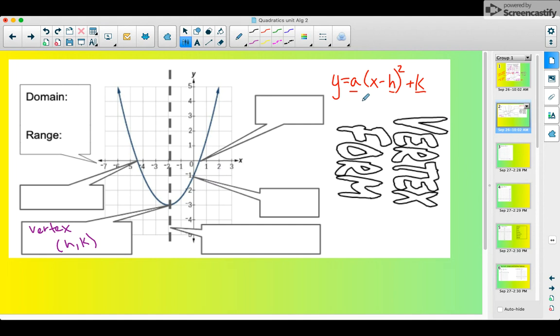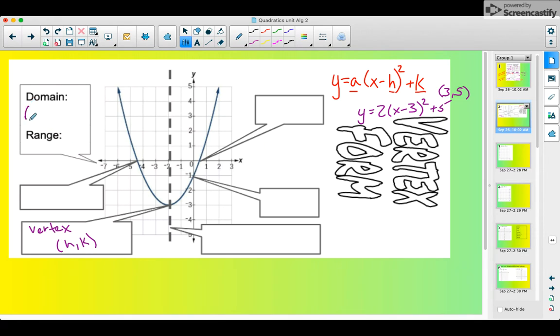So if I give you an equation that looks like this, where it's y equals 2(x minus 3) squared plus 5, my vertex for this equation would be at 3, 5. So h, k every time. Notice here it looks like a negative 3. It's actually a positive 3.